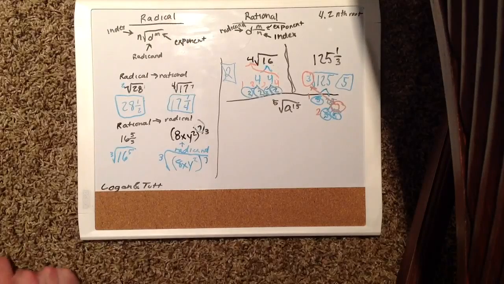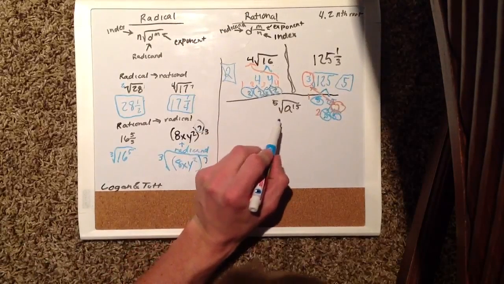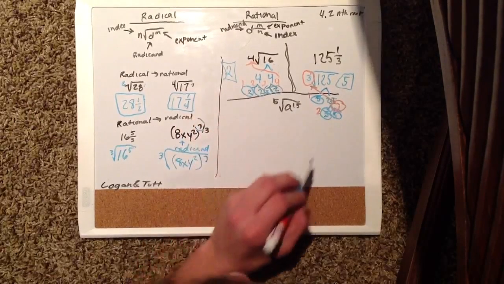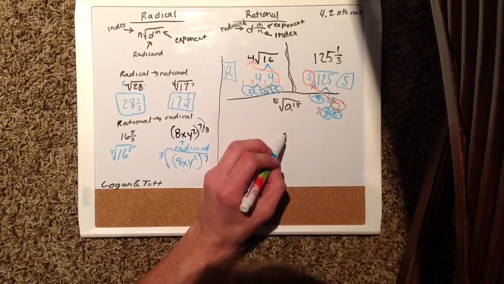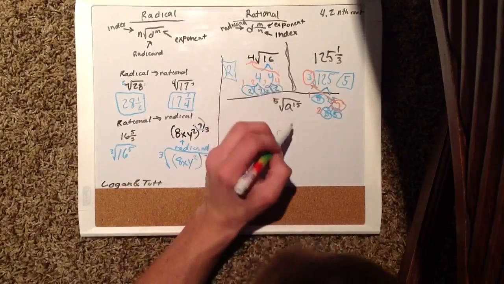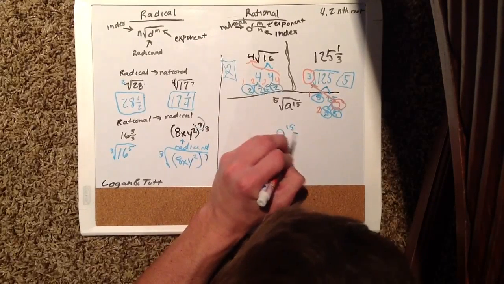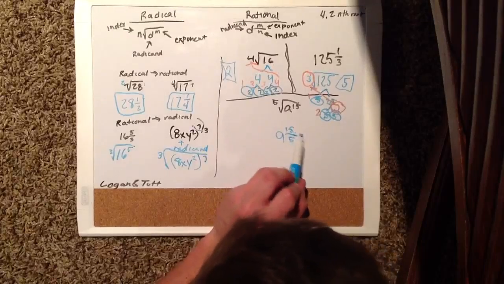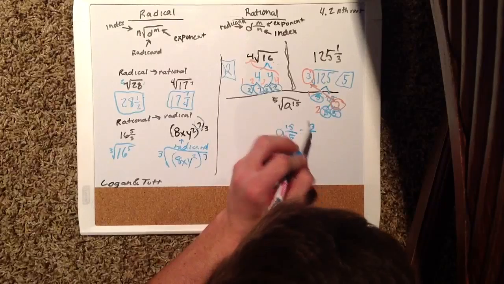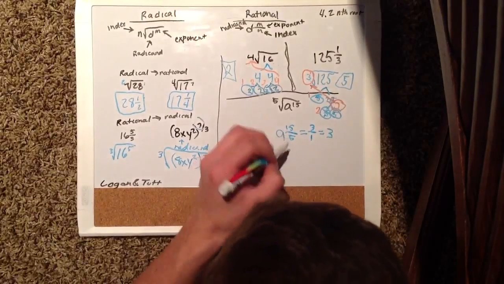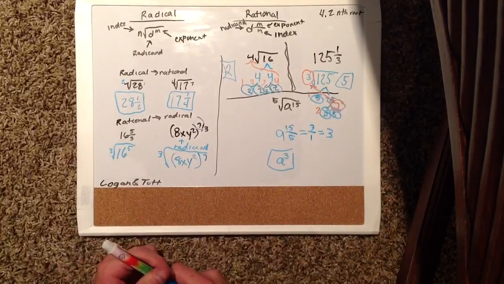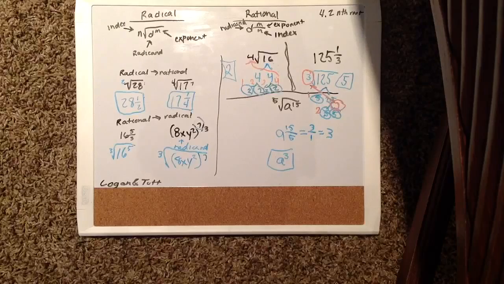Now in this last problem, you're given 5 as the index, a as your radicand, and 15 as your exponent. So now you'll make this into rational form, 15 over 5. So whenever you simplify that, it's going to be 3 over 1, which equals 3. So now your new answer is a to the 3. And that is how you do 4-2 and 3.